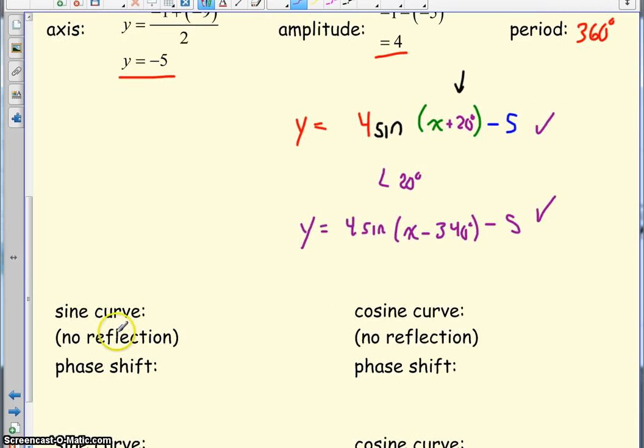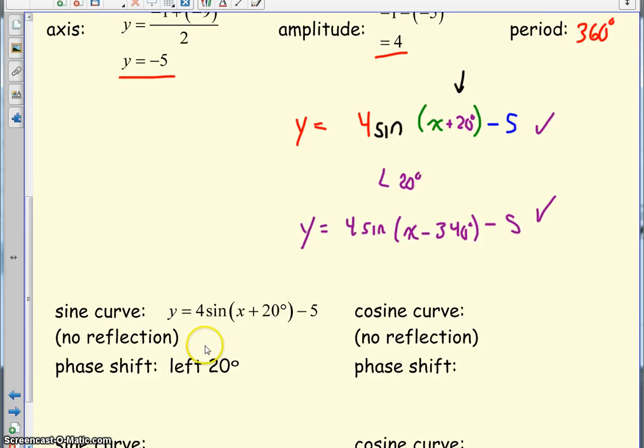Okay, so let's say I want to create a sine curve with no reflection. Well, again, this particular one here has left 20, but we can also do right 340 degrees. Okay, and there's our equation. So again, we just arbitrarily decided that we wanted to do a sine curve that had no reflection.